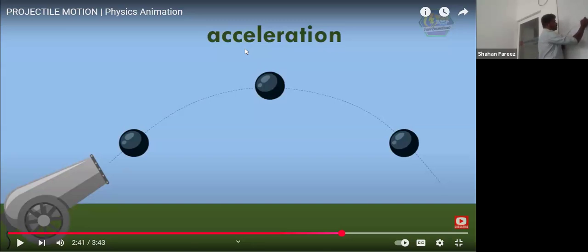Vertical velocity will become 0. Until it becomes 0, this ball will keep on going up. The moment it hits 0, it will start falling down because of gravity. But now you might wonder, okay, if it is because of gravity, should it just fall down?